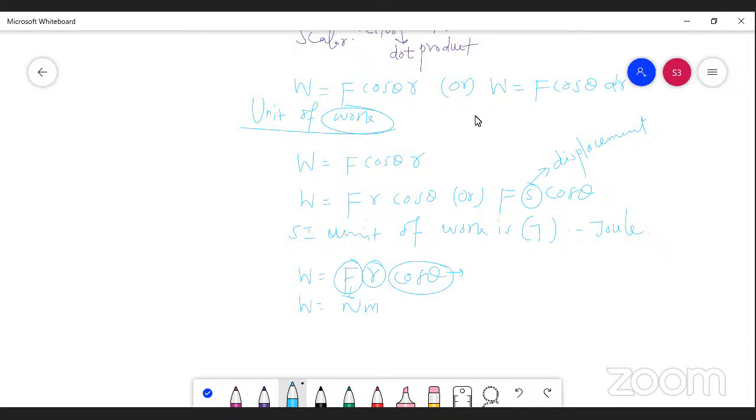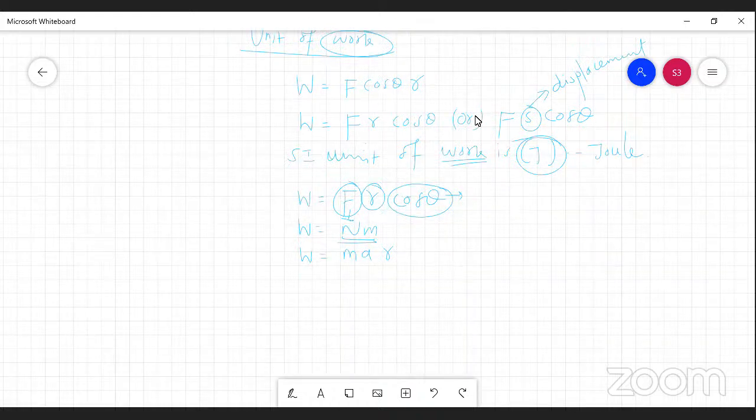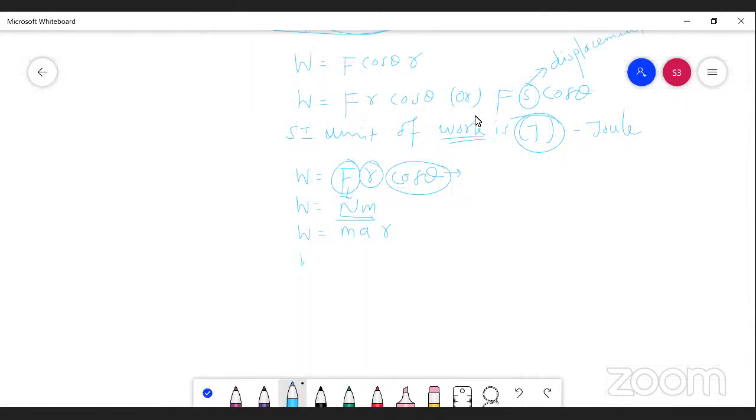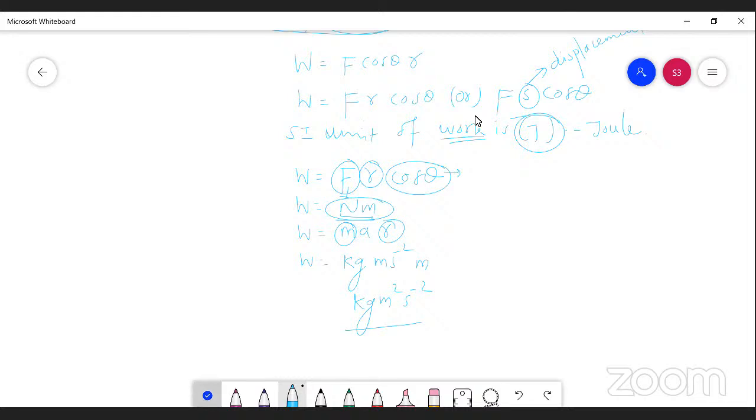So leaving cos theta, the SI unit of work is joule, which is equivalent to Newton meter. And one more unit is there for work. W is equal to force, with the formula ma, mass into acceleration, times displacement r. The unit of mass is kg, the unit of acceleration is meter second power minus 2, the unit of displacement is meter. So kg meter square second power minus 2 is also one of the units of work. So the SI unit of work is joule, the equivalent units of work are Newton meter and kg meter square second power minus 2.